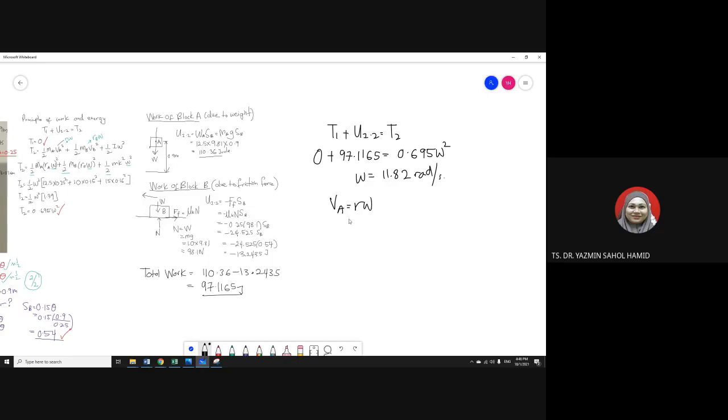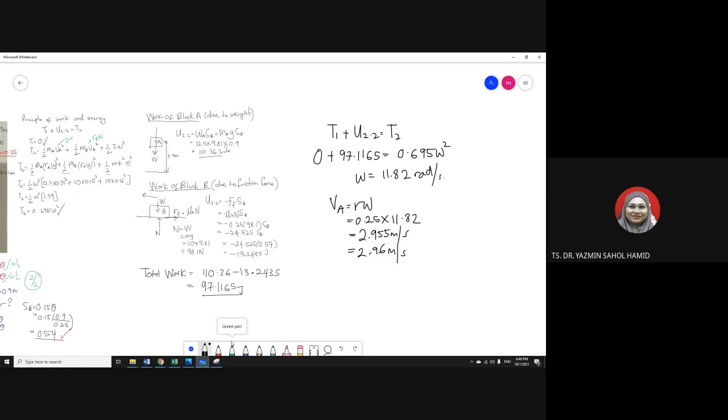Okay, so now we want to find the velocity of block A when it reaches the ground. So easy, velocity of block A will be 0.25 times 11.82. So times 0.25, you will get the answer 2.955 meter per second, or we can say 2.96 meter per second.